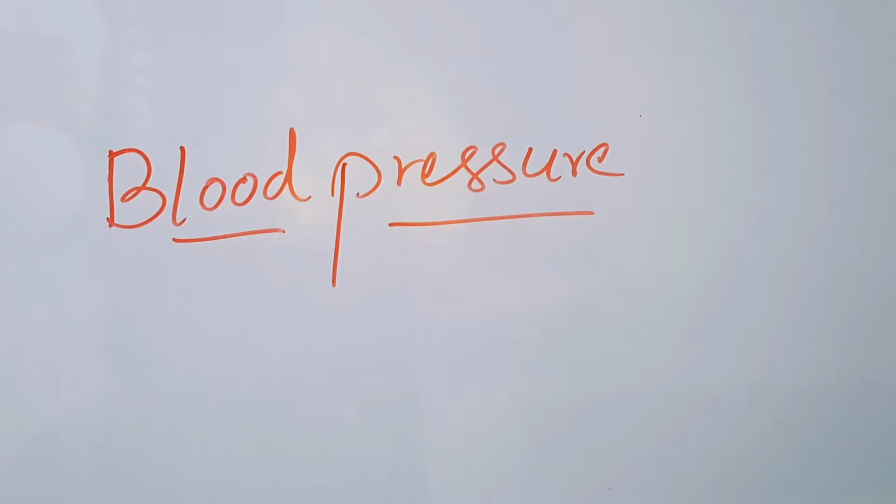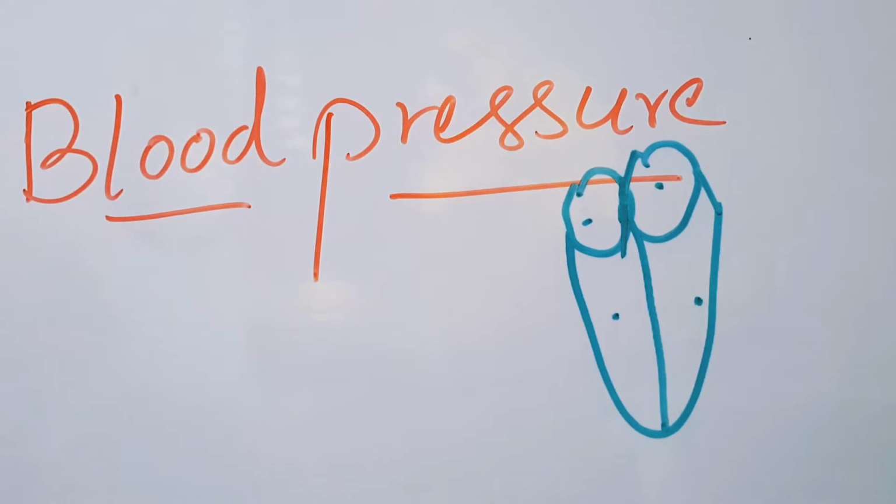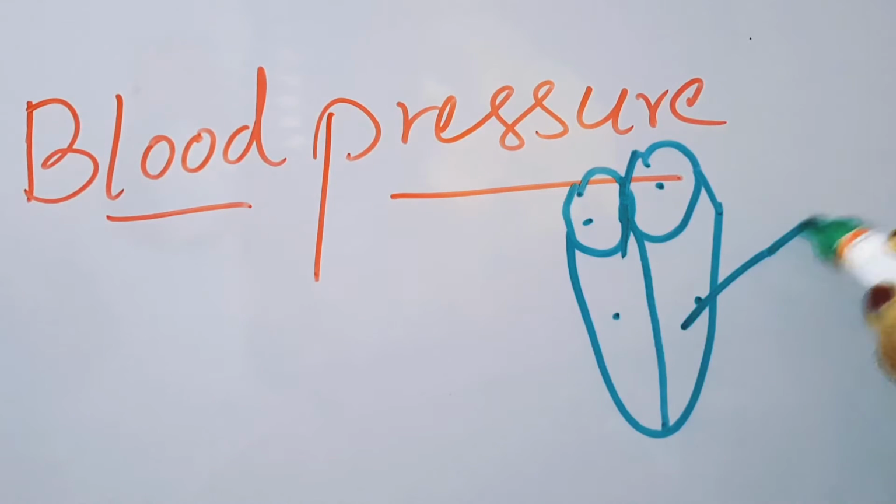Today I am going to discuss blood pressure. Blood pressure means the pressure exerted on the walls of the arteries. What is the main function of arteries? The main function of arteries is that blood is carried from the heart to other parts of the body.